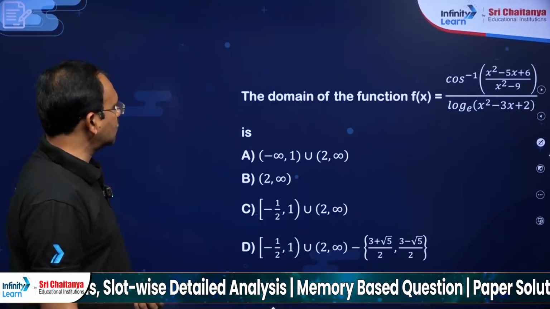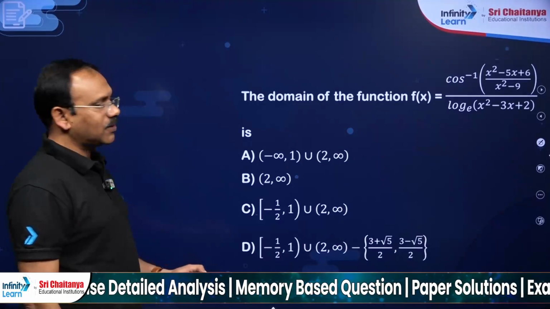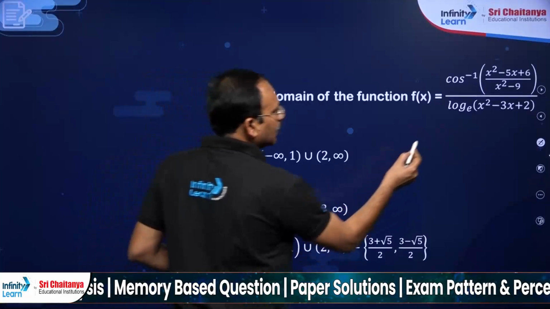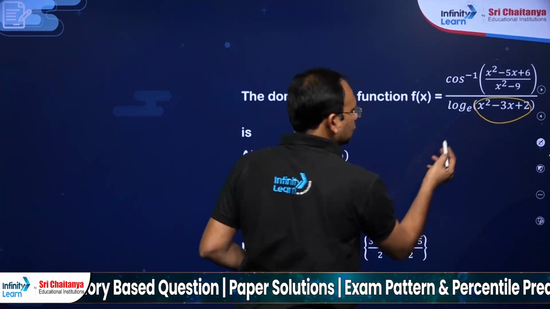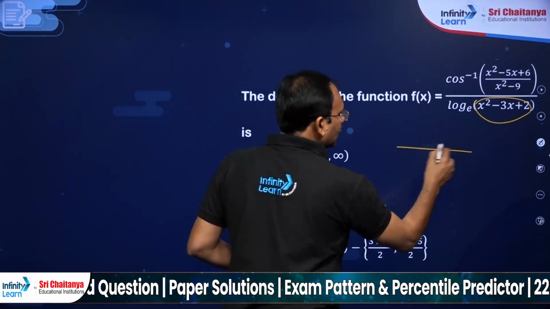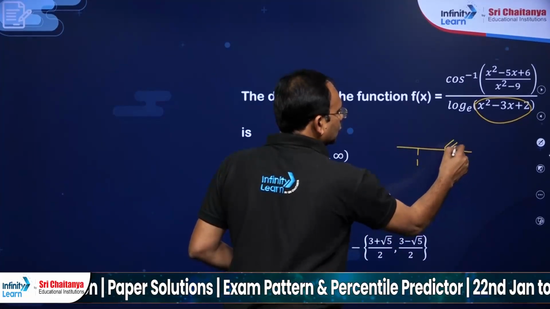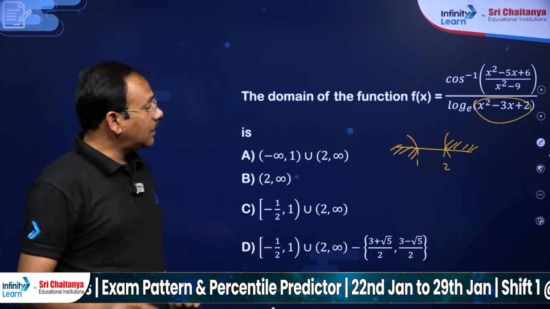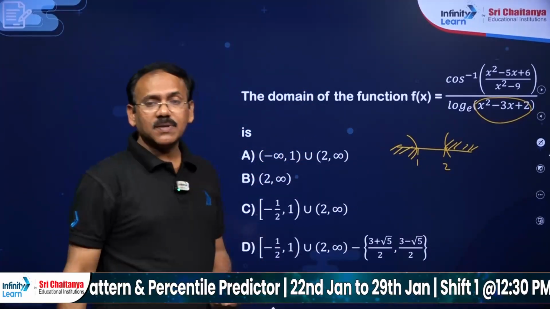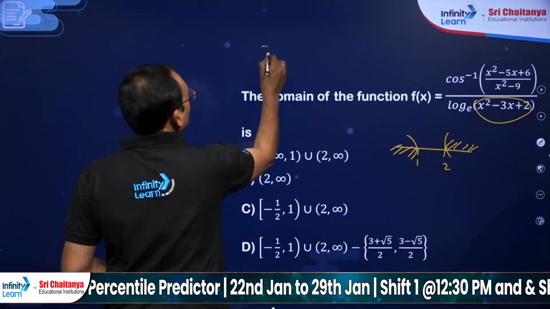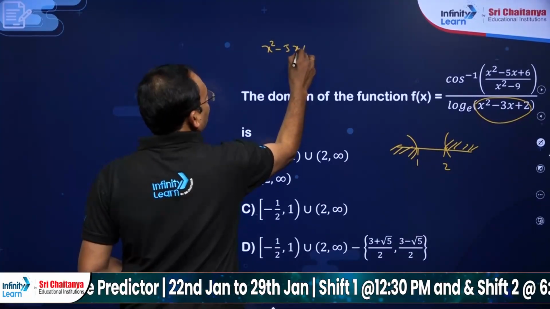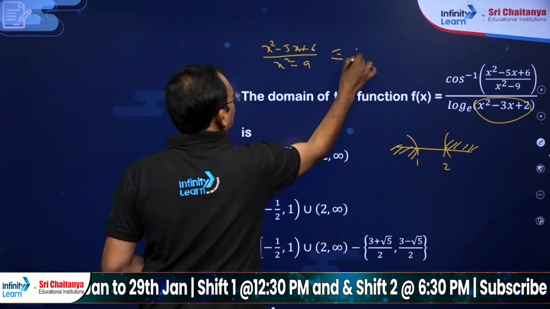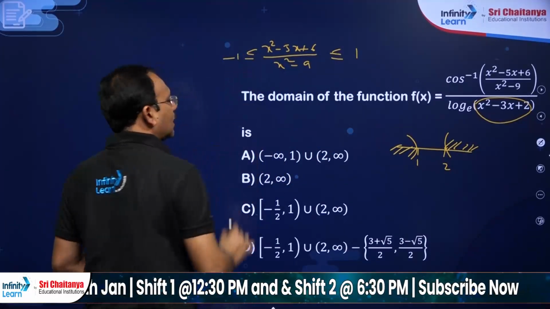Okay, then you see this question. Find the domain of this particular function. Here I will give the idea, you can work on it. Simple thing is, input of the logarithm must be positive. What is this? The roots of this quadratic equation must be 1 comma 2, so it must be more than 2 or less than 1. Okay. Then input of cos inverse must be between minus 1 to 1. So x square minus 5x plus 6 by x square minus 9 must be between minus 1 to 1. That is it, dear students.